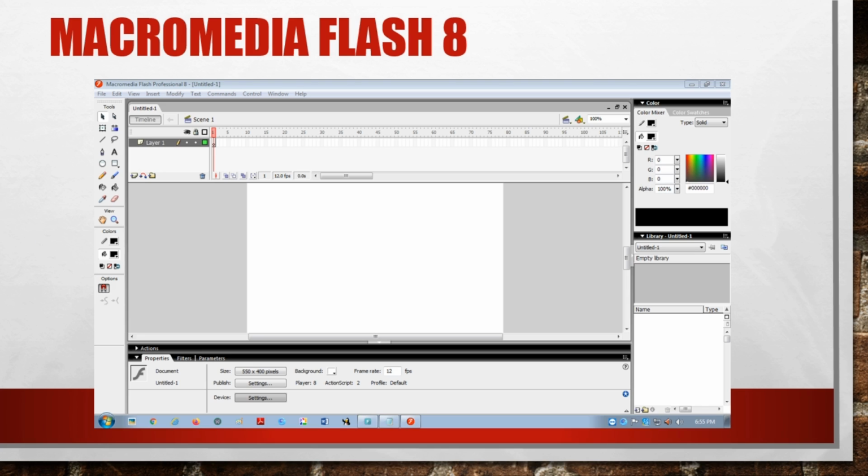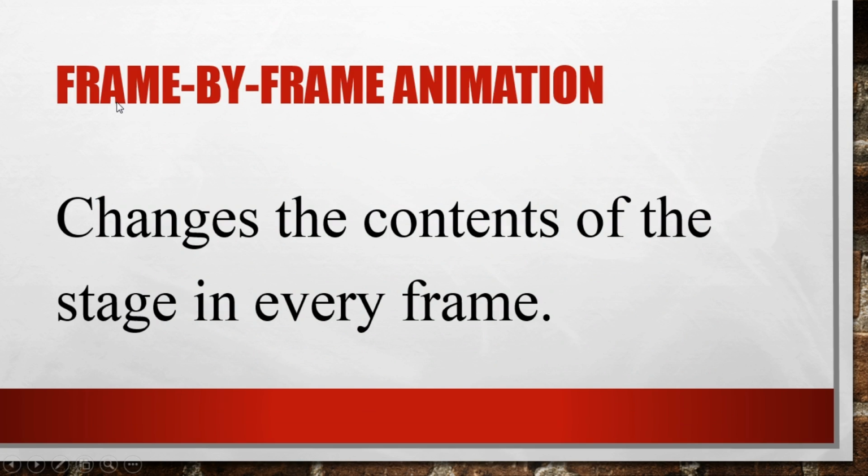Now I will tell you what type of animation we are going to do in this tutorial. Okay, so let us see. The first one is frame by frame animation. It changes the contents of the stage in every frame. So if you have some images and you want to create some effect, like a walking effect or running effect, in each frame you have to change some contents, then it will create an animation. That is called frame by frame animation, and it is the simplest form, very easy to do. I will tell you this practically.